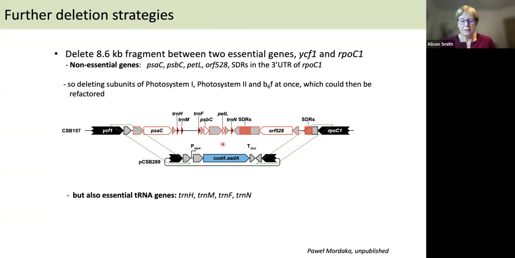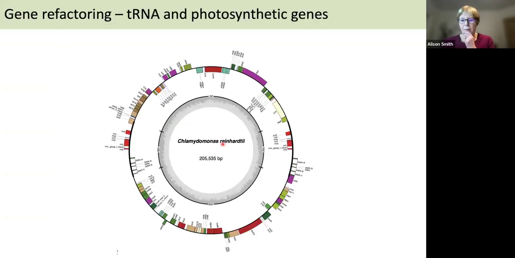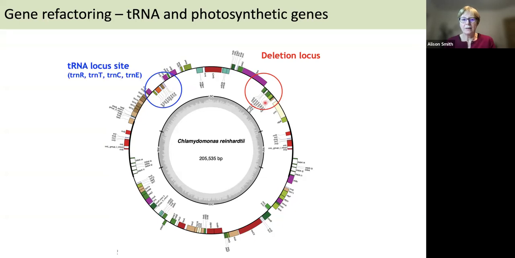But the other possibility was actually to relocate those tRNA genes straight away. So here is a deletion locus shown on the genome. This is the bit that we want to knock out. And there's another locus which also has 4 tRNA genes on the opposite side of the single copy region.